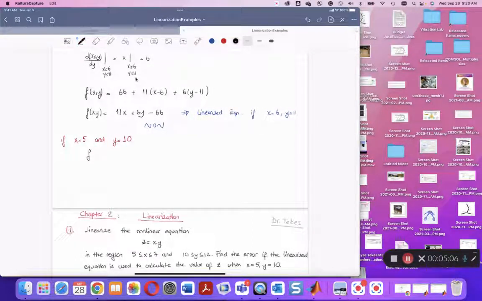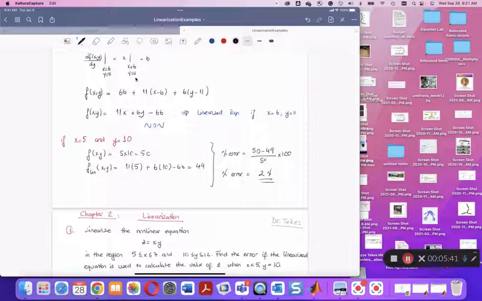So in the original function, f of x, y using 5 and 10 will be 5 times 10, which is 50. And for the linearized equation using x and y, I have 11 times 5 plus 6 times 10 minus 66, which will give you 49. And then the percent error should be the function's original value minus the linearized equation, divided by 50, multiplied by 100. So your percent error is 2.